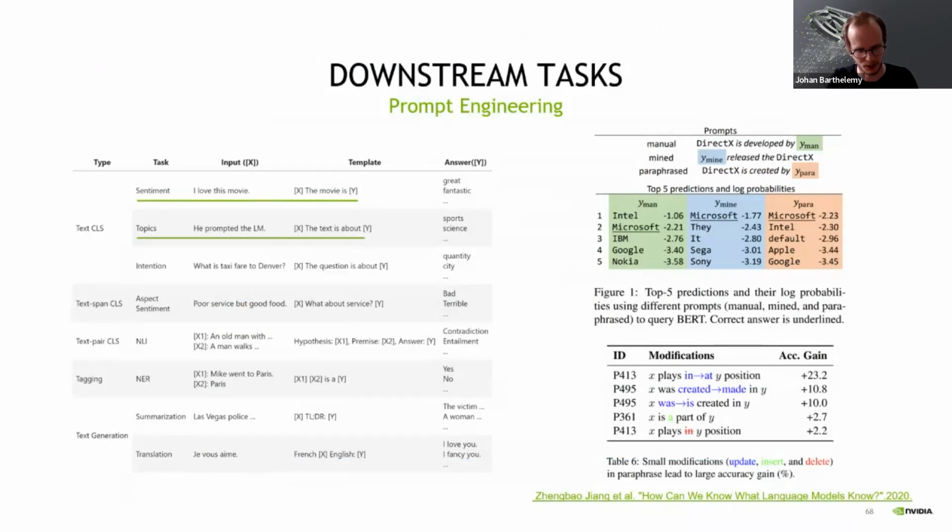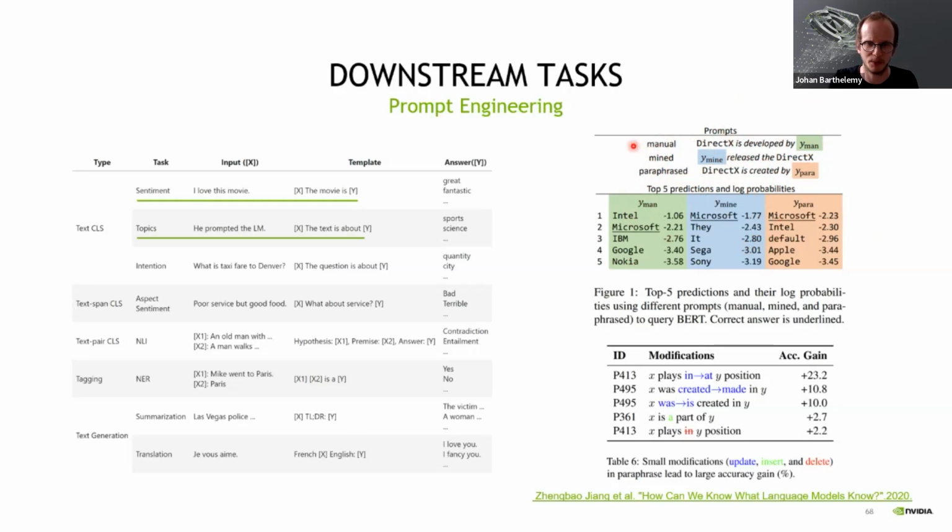It still begs one question: prompts. How do we engineer, how do we design our questions? It turns out that the way you ask the questions to the model has a lot of impact on the quality of the output. If you look at the top right here, we've got 3 different prompts: DirectX is developed by, someone released the DirectX, and DirectX is created by. The 3 prompts have the same meaning, and we know the answer should be Microsoft. Well, the 3 different ways to ask the model will give you 3 different answers.